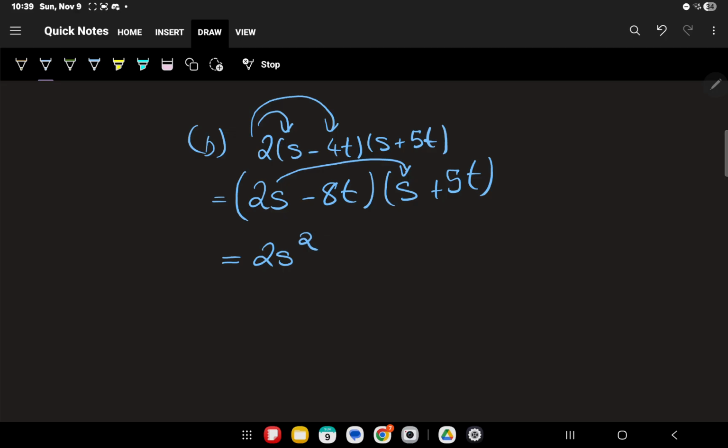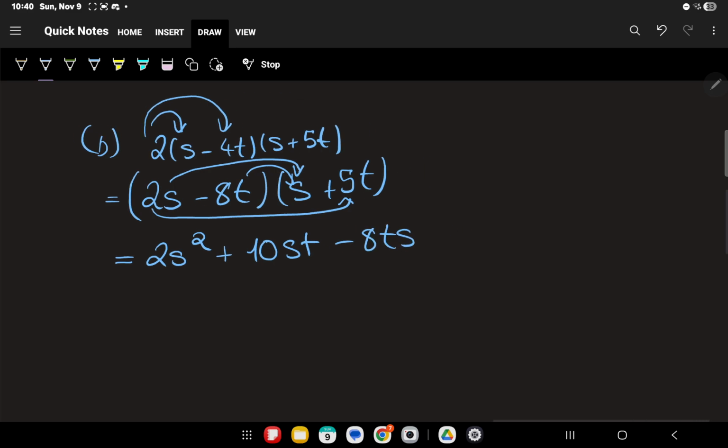Okay, then our outer terms, 2s times positive 5t, that becomes 10st. Right? And then negative 8t times s, our inner terms, so that will be negative 8ts. And then we got our last terms, which are negative 8t times positive 5t. That will get you negative 40t squared.